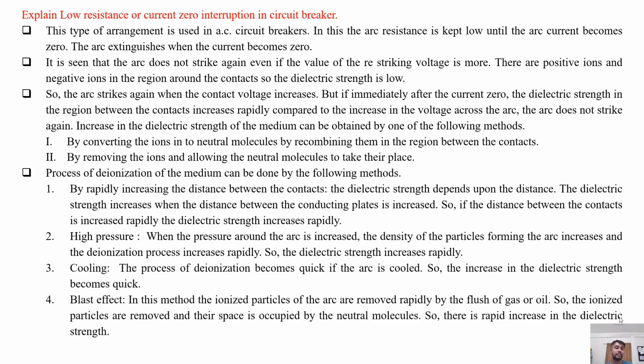Blast effect. In this method, the ionized particles of the arc are removed rapidly by a flush of gas or oil in the medium. So the ionized particles are removed and the space is occupied by neutral molecules. So there is a rapid increase in the dielectric strength. These are some methods to increase the deionization process and allow the quenching of the arc in the medium at the zero current interruption time. So this is how low resistance or current zero interruption in circuit breakers takes place.